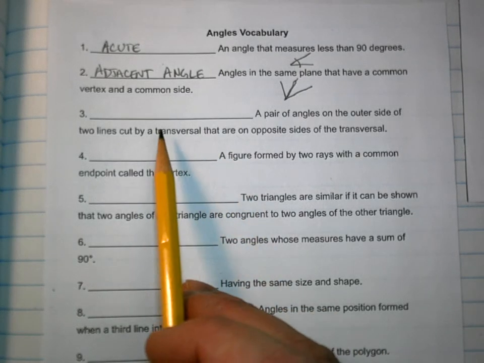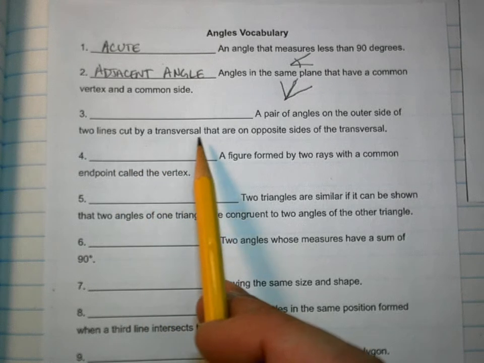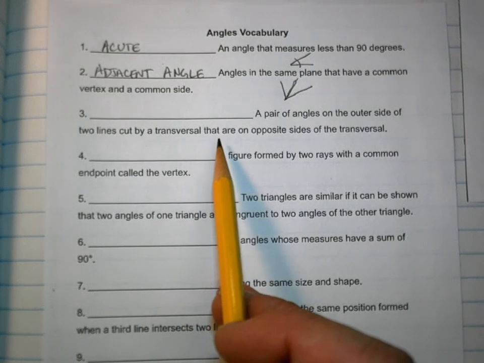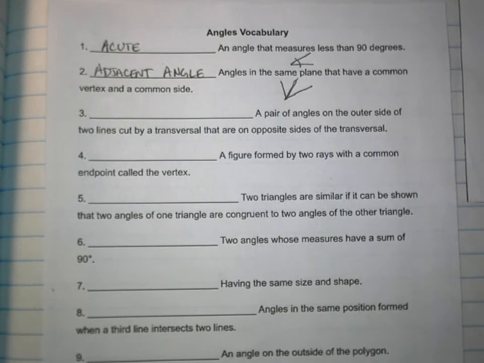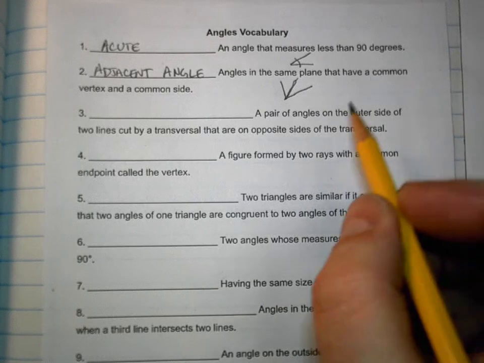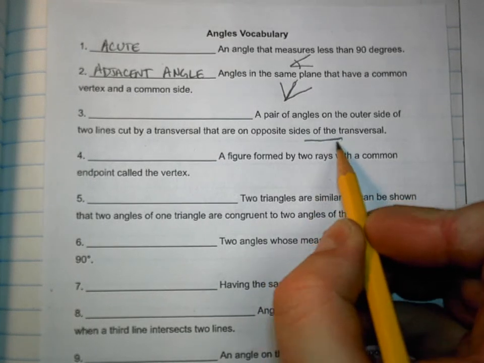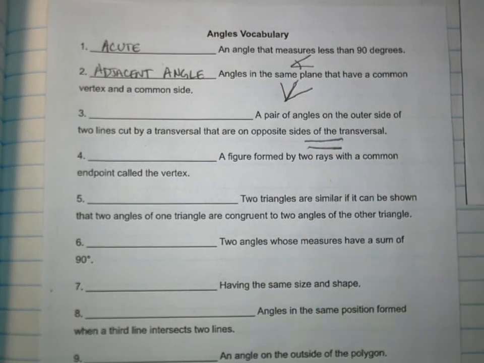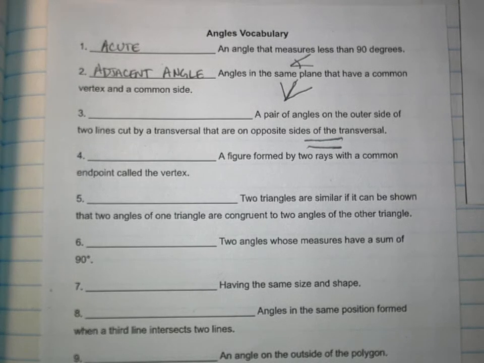A pair of angles on the outer side of two lines cut by a transversal that are on opposite sides of the transversal. Now, we're going to be talking a lot about parallel lines. Parallel lines have the same slope. There are two lines with the exact same slope. Parallel lines have a lot in common. It's a shame they'll never meet.